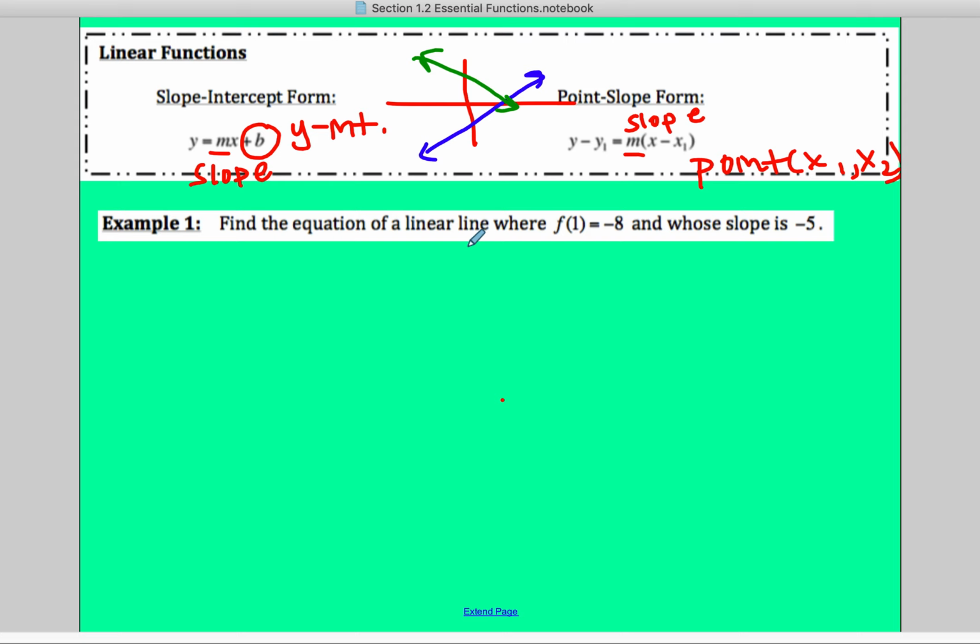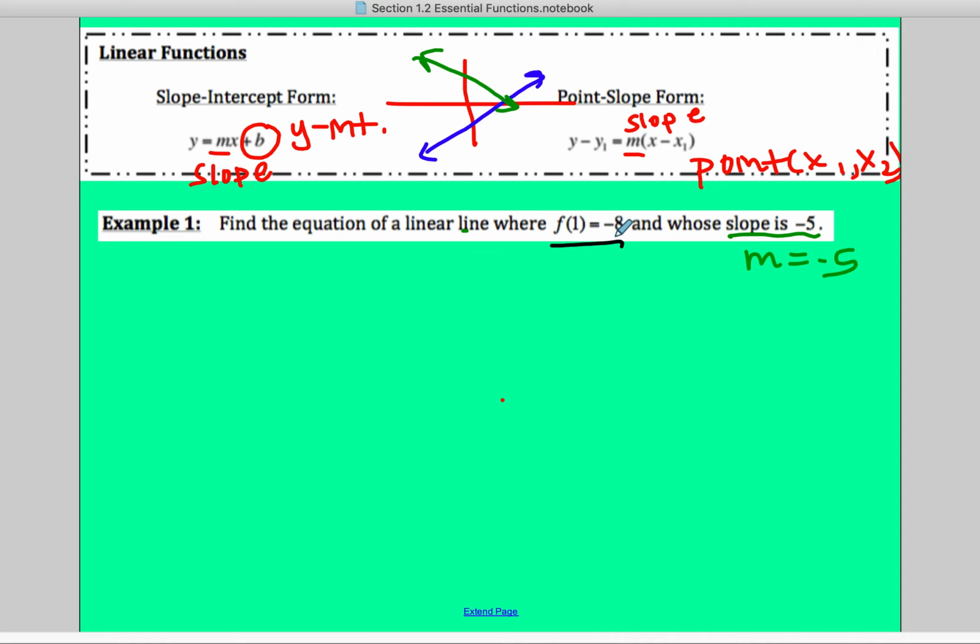So example 1 says find the equation of a linear line. It's kind of redundant, isn't it? To be linear, you have to be a line, where f(1) = -8 and whose slope is -5. Okay, so this is pretty straightforward.